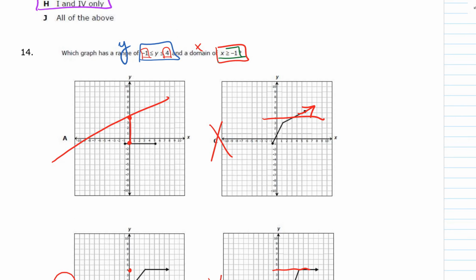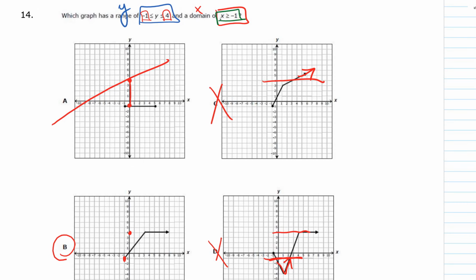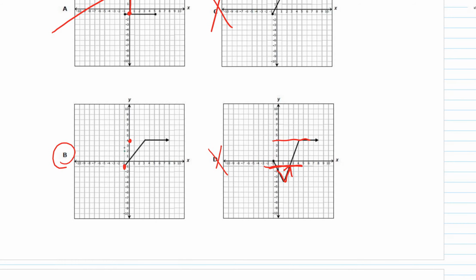Let's just compare domain just to make sure. X has to be greater than -1, so here's -1, and there's an arrow going that direction, so it will go right in perpetuity.